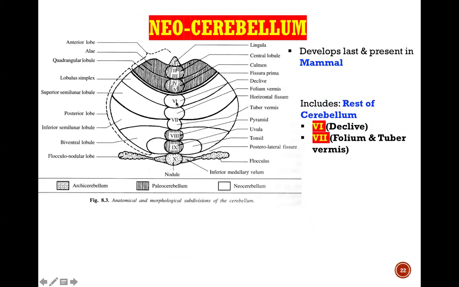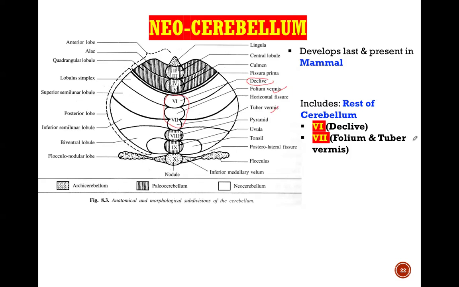Sorry, 6 includes the basal part, and 7 includes the folium vermis and tuber vermis. In between these two, there is a horizontal fissure again. So these three structures, the basal part, folium and tuber vermis, are the neocerebellum.